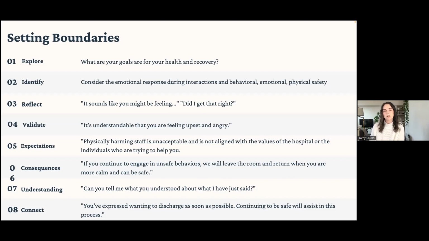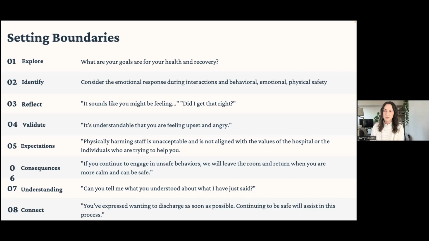And the next thing I want to do after I do that is explore their emotional response. And I'm really thinking behavioral, psychological. I'm also thinking about my own emotions, my own physical safety. I'm taking all this into account. It will sometimes be easier for me to figure out what they're experiencing because they'll say it out loud. They'll tell you, I'm angry, or I'm really upset, I don't feel like you're hearing me. And then I'll reflect to them, it sounds like you might be feeling X. Did I get that right? And I tell all of my medical students, if you get it wrong, the patient is going to let you know.